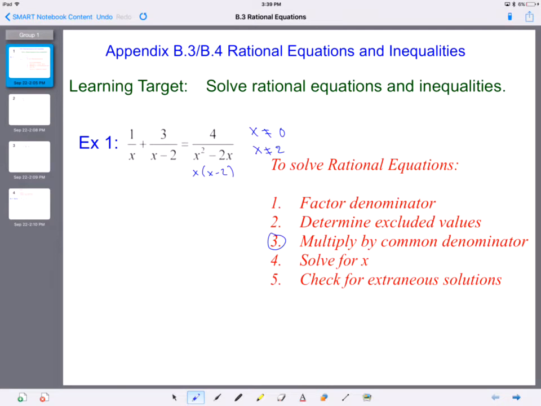Now we want to multiply by the common denominator. So everything gets multiplied by that common denominator. Well, what's the common denominator? In this case, the common denominator is x times x minus 2. You want to include every factor that is being used.